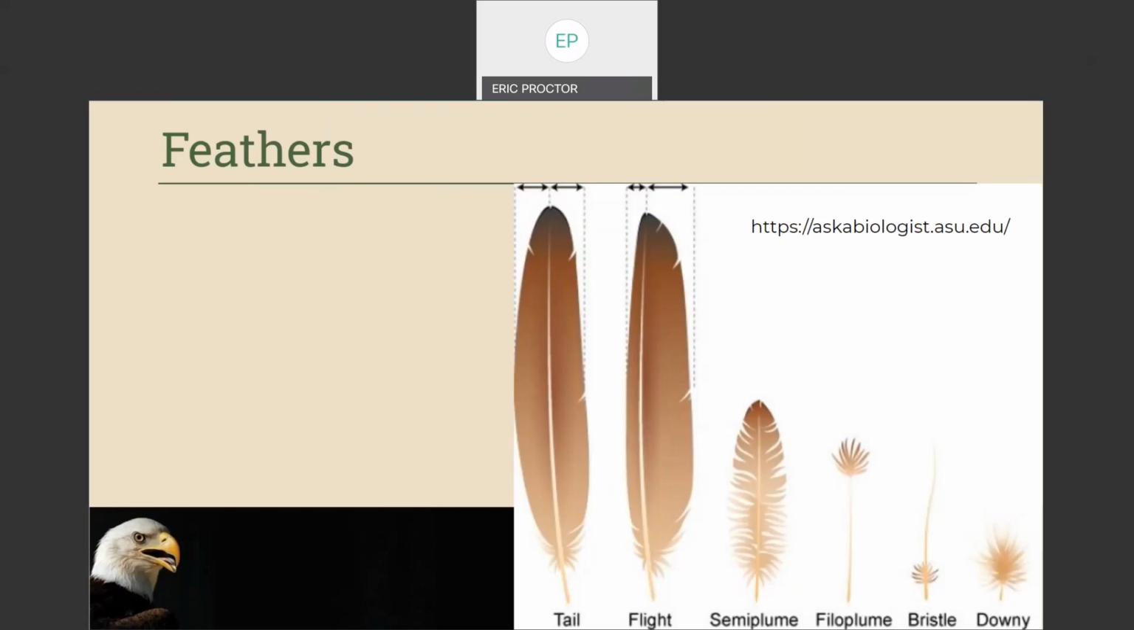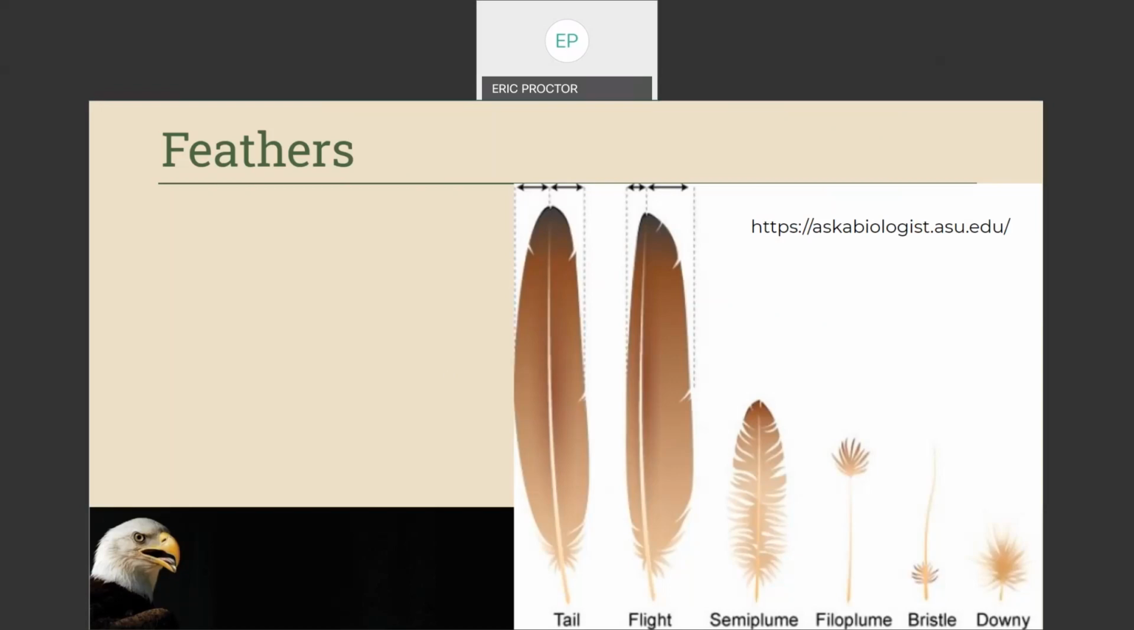The semi-plume feathers also help to keep birds warm, and they help water birds float. The bristle feathers are found around the eyes, nostrils, and/or mouths of some birds. They are believed to serve a sensory function and may actually help some insect-eating birds catch their prey.